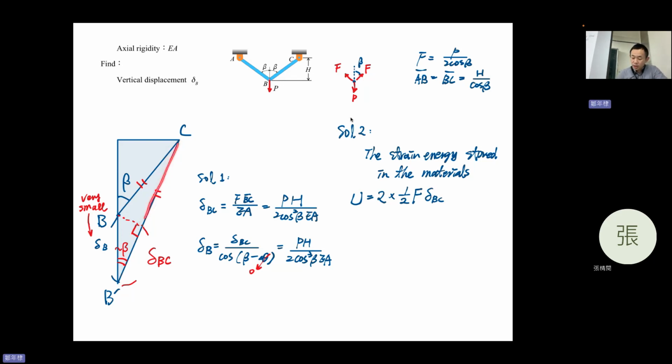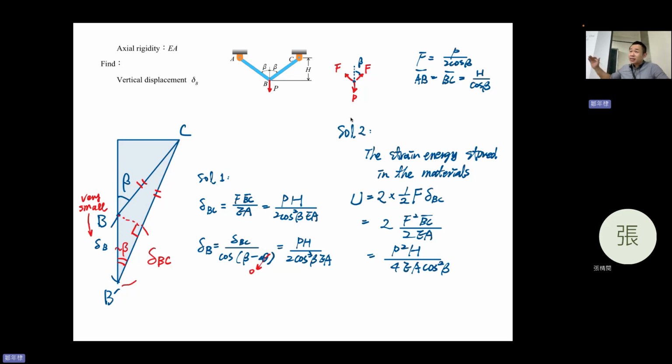So delta BC here is the increment, the elongation of that bar, right? Delta BC. So this is the energy stored in the material: 2 times F squared BC divided by 2EA, which is equal to P squared H divided by 4EA cosine square beta. Okay, this is the energy stored in this system.